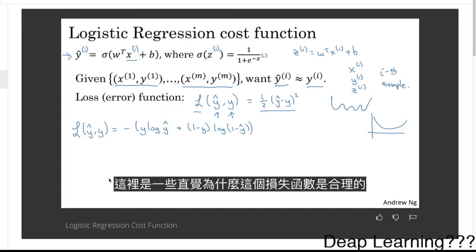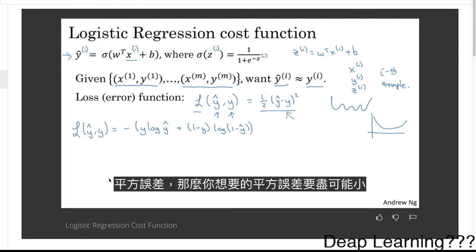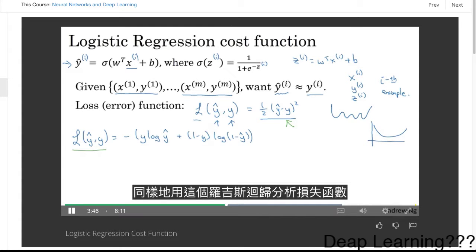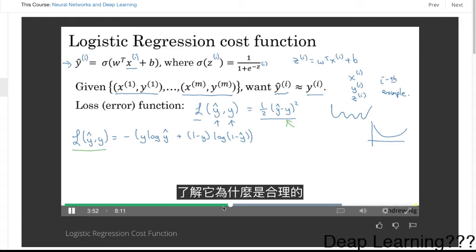Here's some intuition for why this loss function makes sense. Keep in mind that if we're using squared error, then you want this squared error to be as small as possible. And with this logistic regression loss function, we'll also want this to be as small as possible.